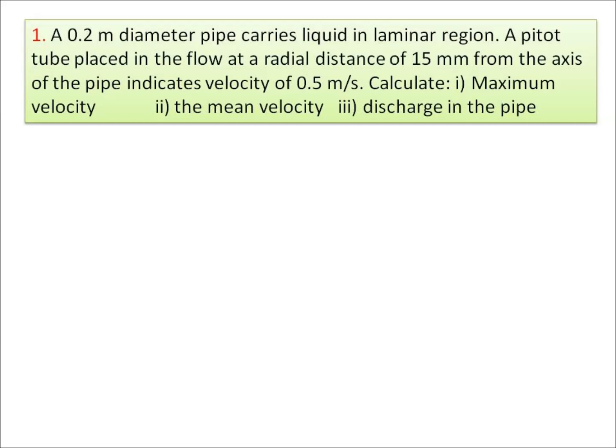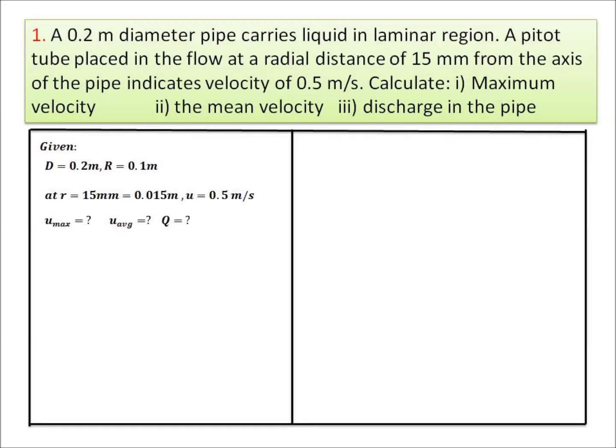The very first numerical is, there is a pipe of 0.2 meter diameter carrying a liquid in laminar region. A pitot tube is placed in a flow at a radial distance of 15 millimeter from the axis of the pipe, indicates velocity of 0.5 meter per second, and we have to calculate maximum velocity, mean velocity, discharge in the pipe. So we will first write the given data.